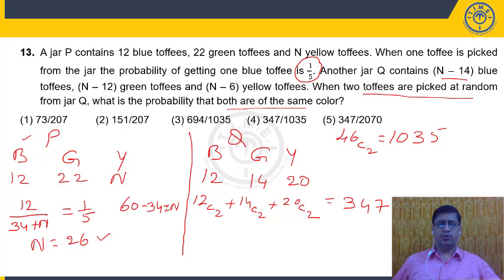347. Now what we need to find? What is the probability of getting the same color? Same color means it is 347 by 1035. So the right choice is option number 4. Option number 4 is the right choice.